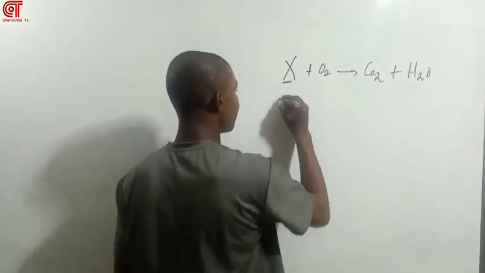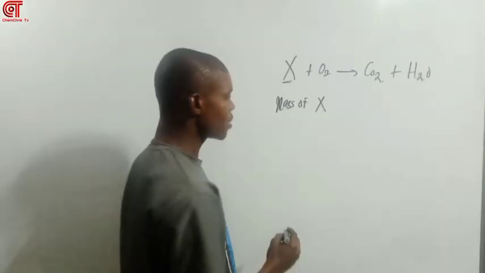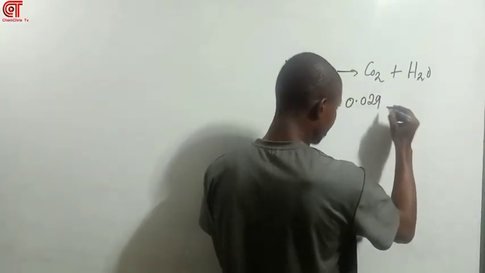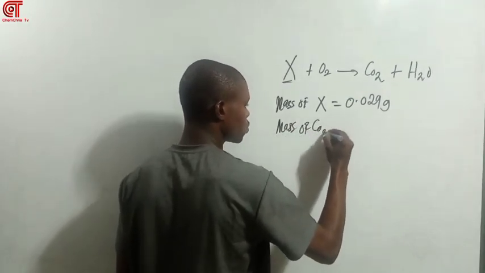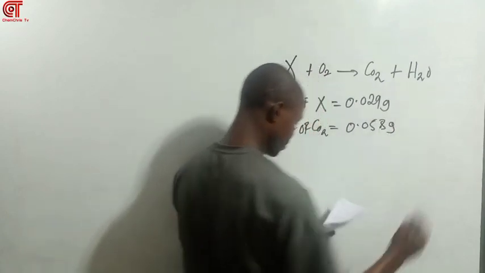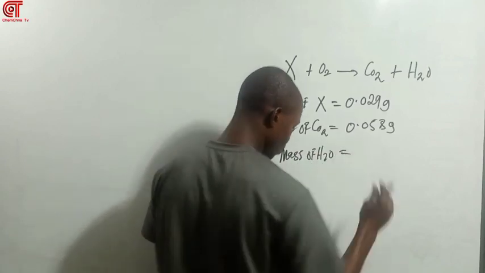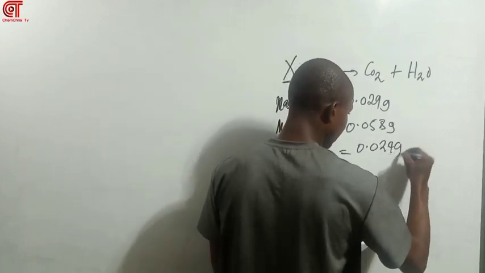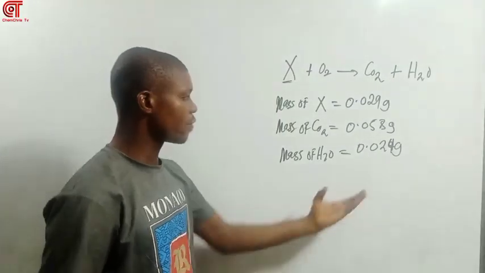So the mass of the organic compound, which is X, is going to be 0.029 gram. Then the mass of CO2 is 0.058 gram. Then the mass of H2O is 0.024 gram. So these are all the things given to us.